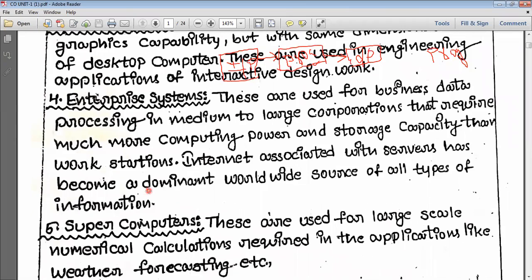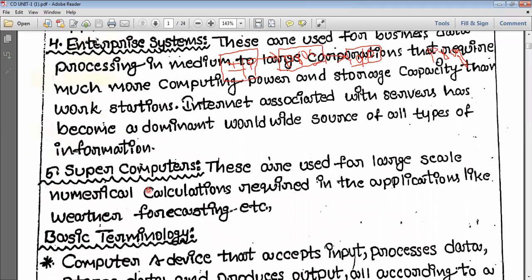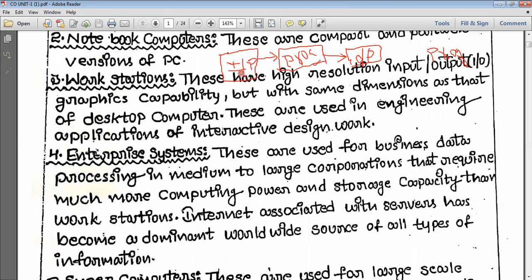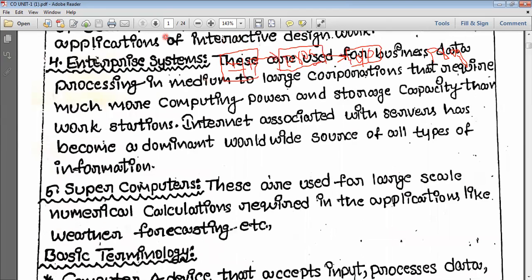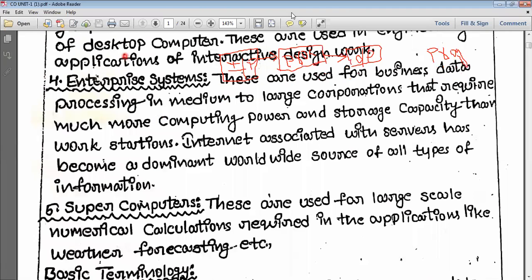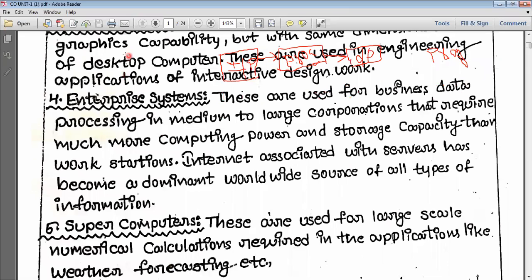The next one is supercomputers. Supercomputers are used for large-scale numerical calculations, like weather forecasting. To get weather reports, we use supercomputers. These are the different computer types, and depending on our requirement, we choose one of them.